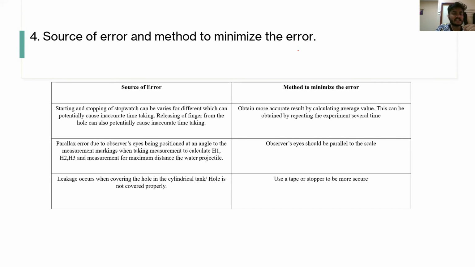Our third error will be leakage that occurs when covering the hole in the cylinder tank. The hole is not covered properly. If we don't cover the hole properly with our finger, our V1 won't be 0 because the water has already started to flow. So to minimize this error, we can use a tape or stopper to be more secure. That's all for me. Thank you.